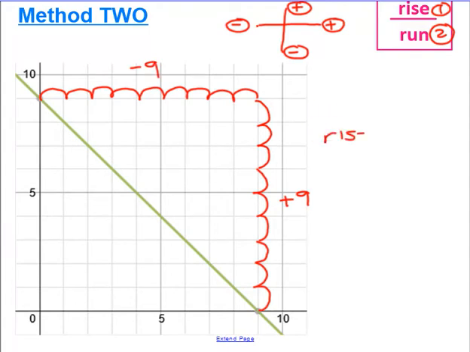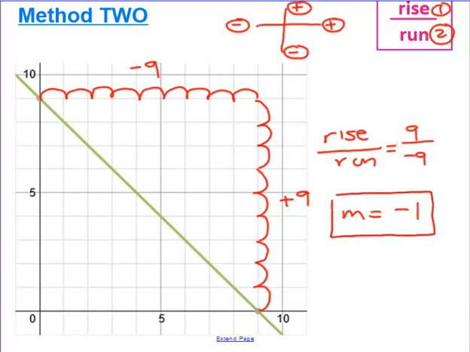So my formula is rise over run. And my rise was 9. My run was negative 9. Positive divided by a negative is a negative. 9 over 9 is 1. So my slope is negative 1.